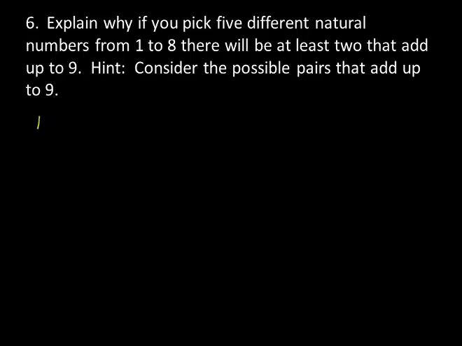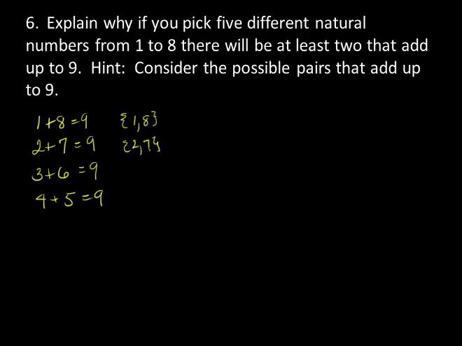1 and 8. 1 plus 8 equals 9. Or 2 plus 7 is equal to 9. Or let's see, 3 plus 6 is 9. Or 4 plus 5 is 9. Now, 5 plus 4 is the same thing. We're looking at pairs of numbers. So in other words, we're looking at the pair 1 and 8, the pair 2, 7, the pair 3, 6, and the pair 4, 5. Those are the only pairs that would add up to 9.